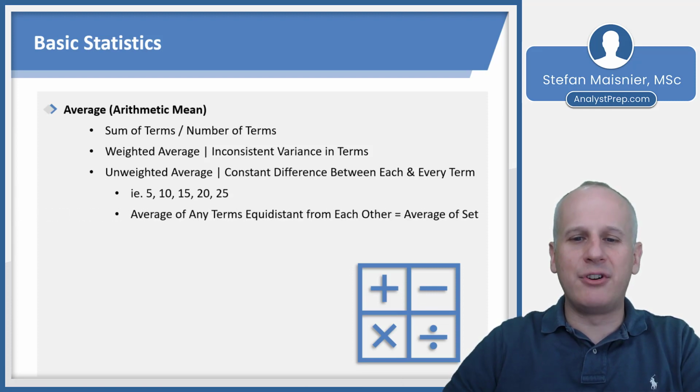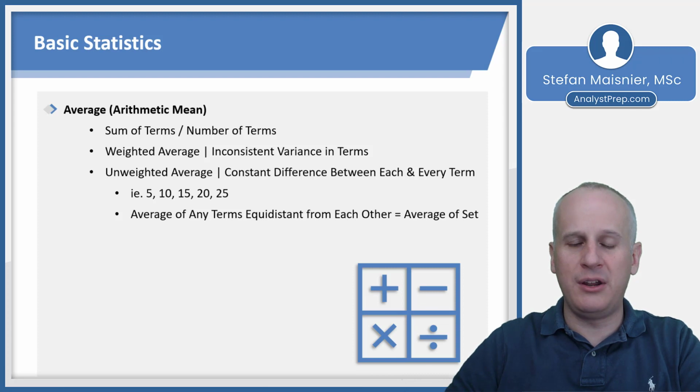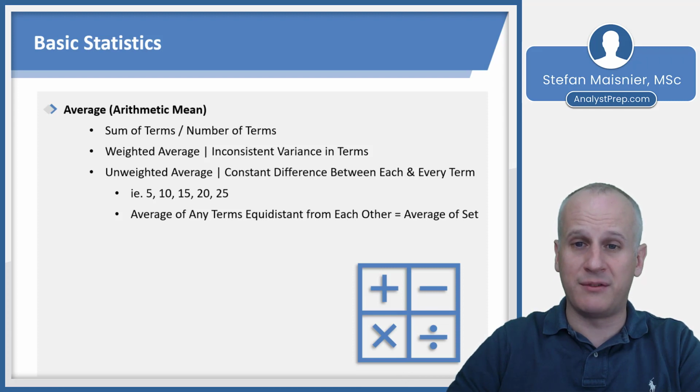And the average of any terms that are equidistant from each other in an unweighted average is the average of the set. So we know that if we were to sum 5 and 10, we'd get 15. 15 plus 15 would give us 30. 30 plus 20 would give us 50. 50 plus 25 would give us 75. And 75 divided by the 5 terms would give us 15. But similarly, I could take the 5 and the 25, which are equidistant from 15, add them together, divide by 2, and find that 30 divided by 2 is 15 as well.